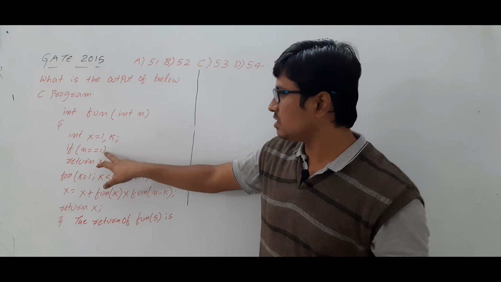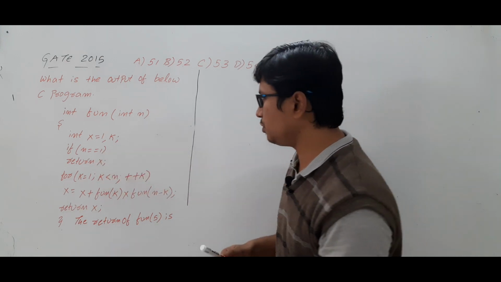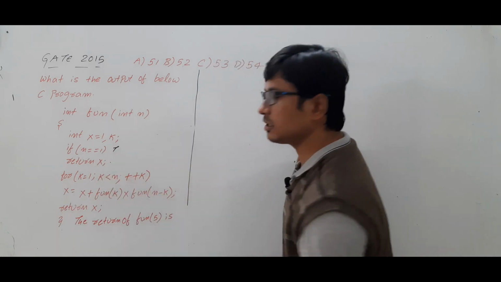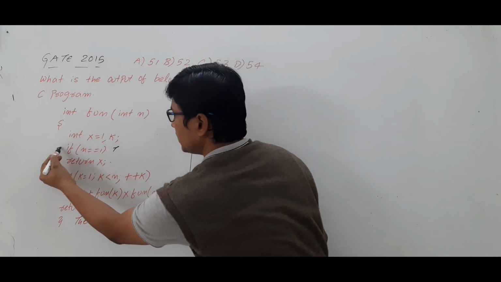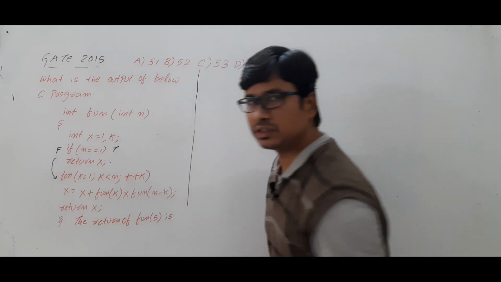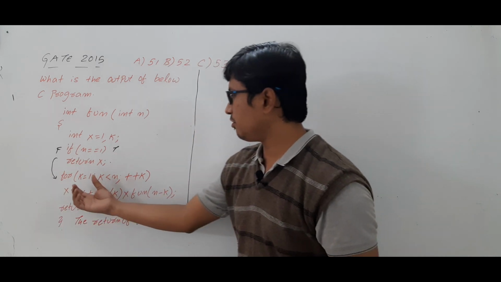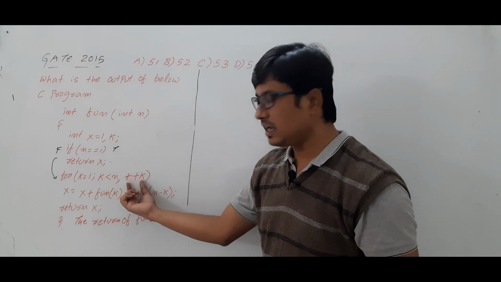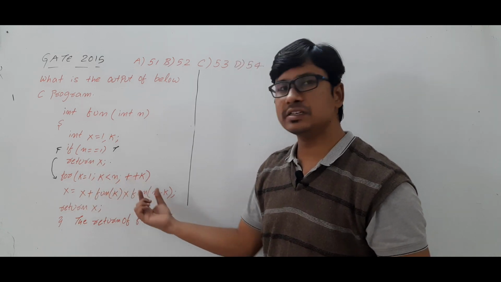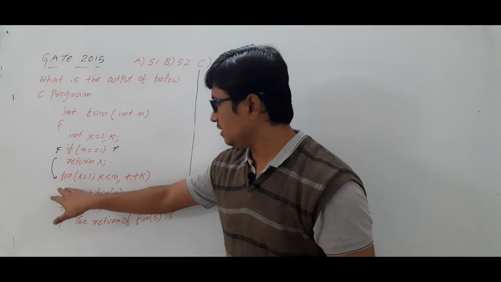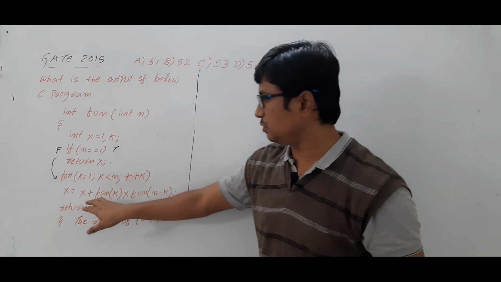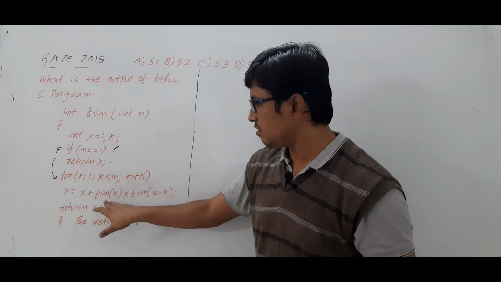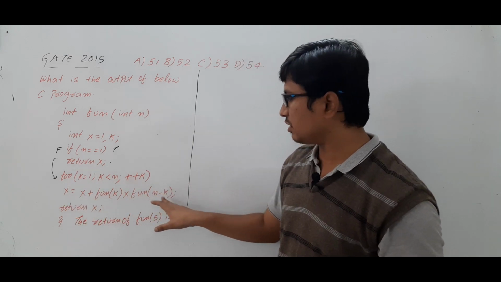So what is the meaning? If this condition is true, you need to execute this one and also these statements. If this condition fails, directly you need to execute these statements. And they have a for loop. They have given the initialization section, condition checking, and the updation. Here it is a pre-increment. And if this for loop condition is true, you need to execute the statement x is equal to x plus fun of k into fun of n minus k.